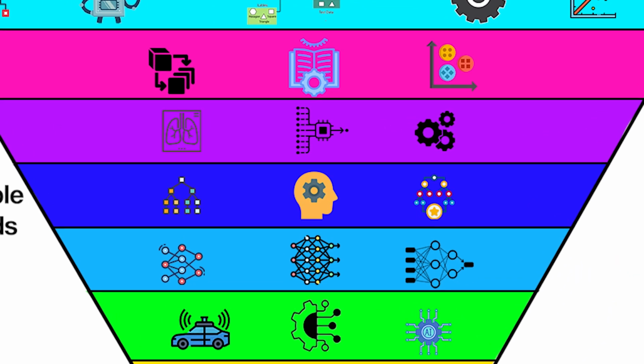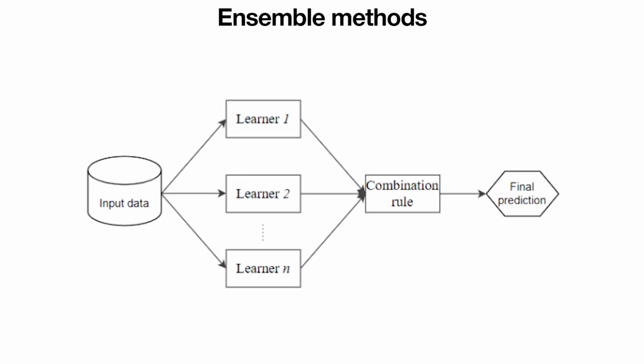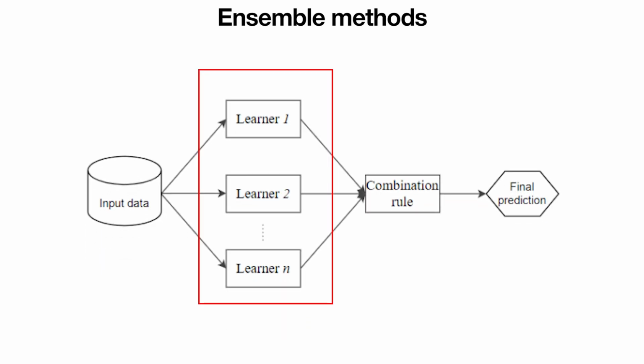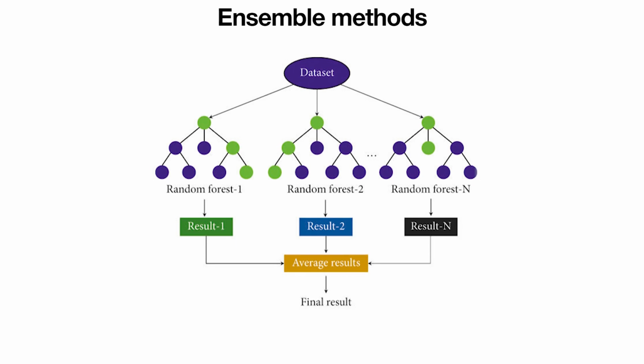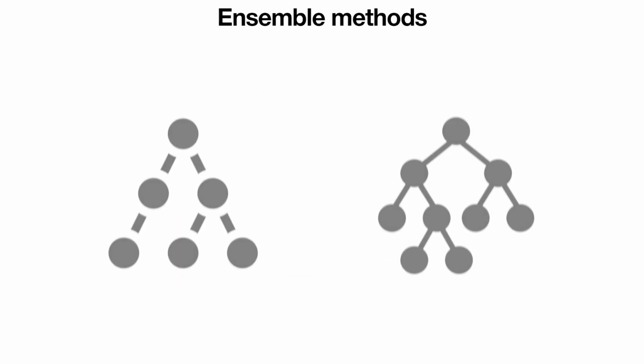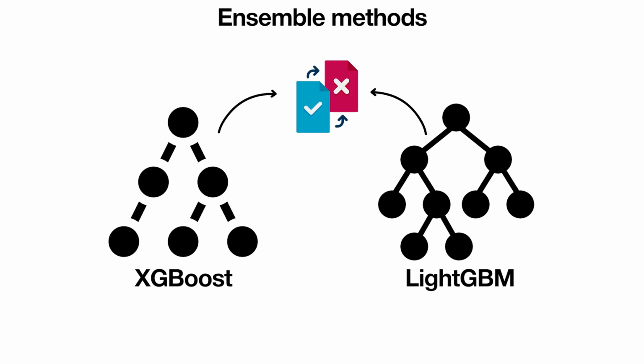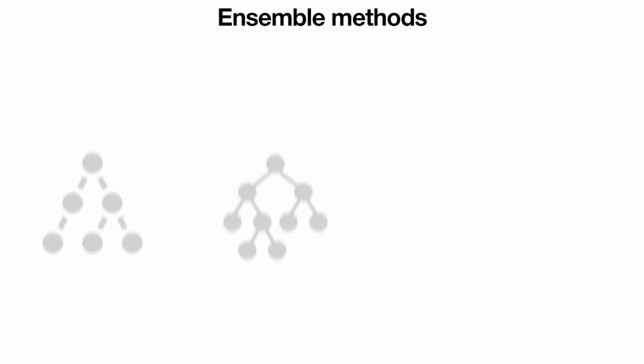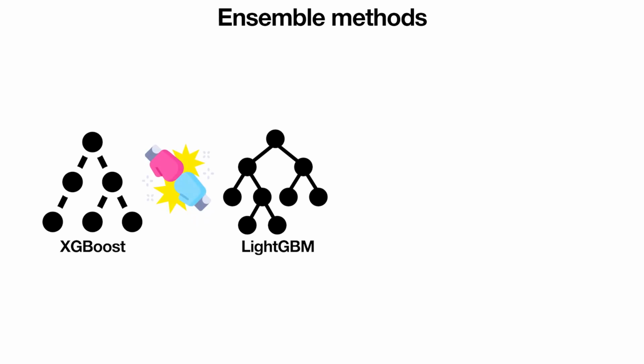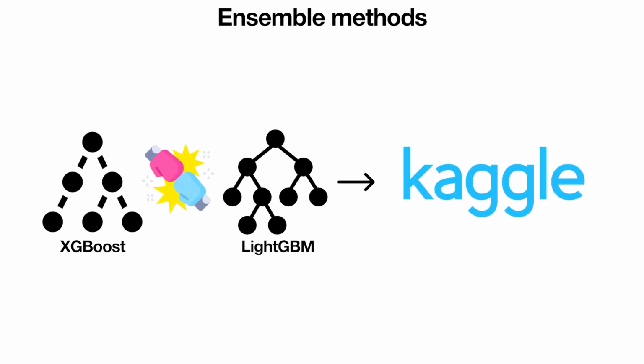Ensemble methods take a different approach. Instead of training one algorithm, they train many and combine the results. Random forests use multiple decision trees and vote on the final answer, reducing variance and overfitting. Gradient boosting methods like XGBoost and LightGBM build trees sequentially, each correcting the mistakes of the previous one. These methods dominate competitions on platforms like Kaggle because they often outperform single algorithms.